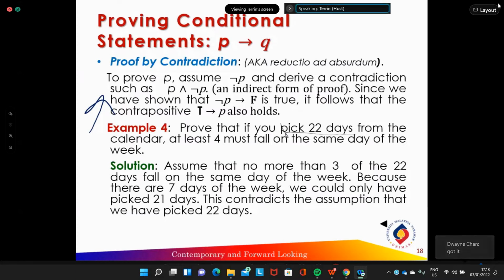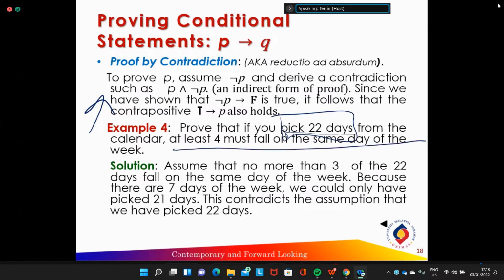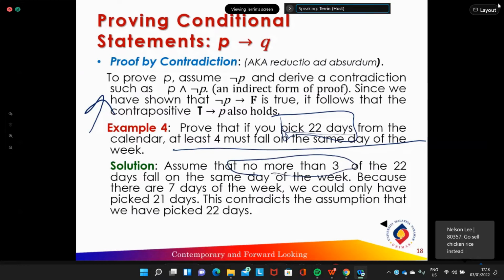You are going to take 22 days, and from the 22 days, you say at least 4 must fall on the same day of the week. So proof by contradiction: say you claim at least 4 days must fall on that, and you say, no, I don't believe it's at least 4. If you want to prove the opposite, you have to prove at most 3 of the 22 days must fall on the same day of the week.